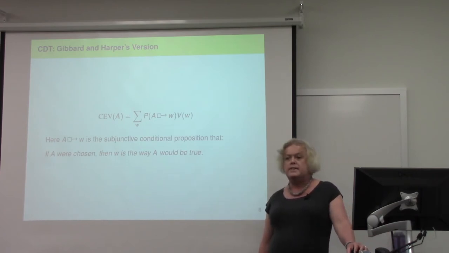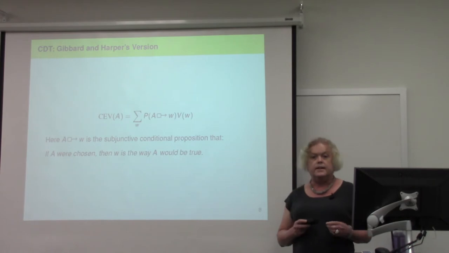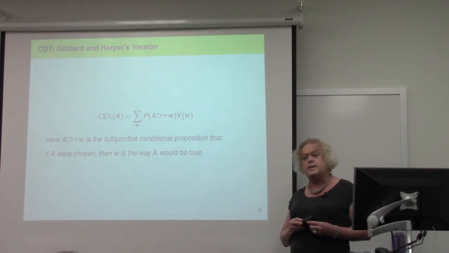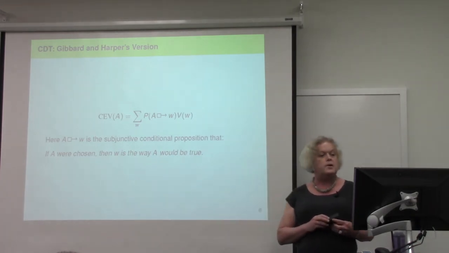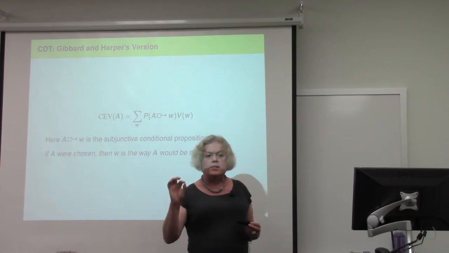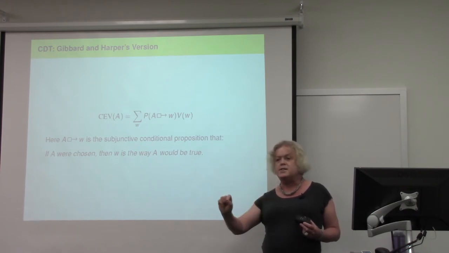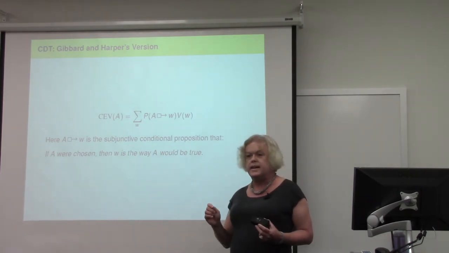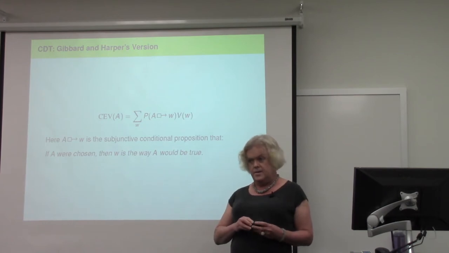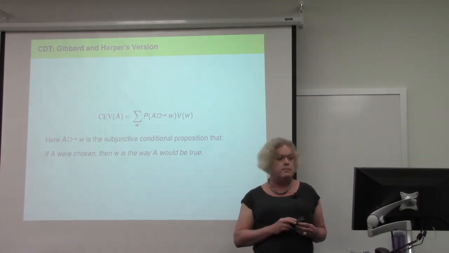Allan Gibbard and Bill Harper published at around the same time in the late 1970s a version of CDT that appealed to not a conditional probability, but the probability of a conditional in calculating expected value. So here, the weighting is done by the probability of A box arrow W, where A box arrow W is the subjunctive or counterfactual conditional proposition that if you were to choose A, then W is the way that A would be true. And this looks as though it's pretty much equivalent to Lewis's version once you realize that a dependency hypothesis is simply a large conjunction of conditionals of this sort, one for each of the options that are available to the agent. So summing over the various dependency hypotheses is having the same effect as weighting the values of the ways that A might be true by subjunctive conditionals of this kind.